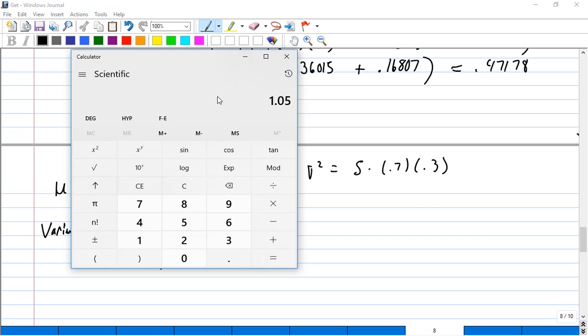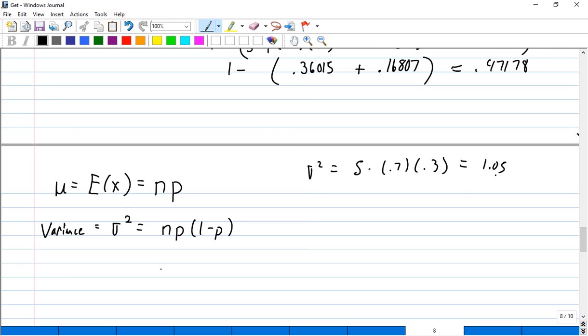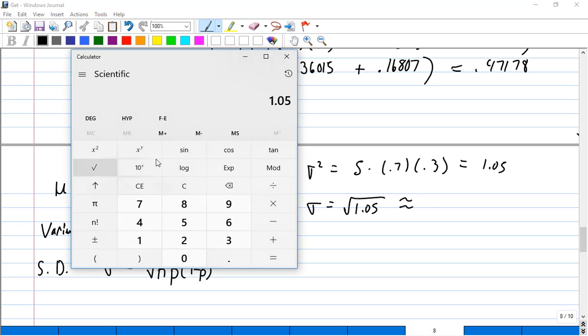Now, is it easy to remember all these formulas? No, it's not. So that's why I let you use a formula sheet. Now, how do you think you find the standard deviation? You just take the square root of that. So the standard deviation, that's just sigma, is the square root of n times p times 1 minus p. Or if I wanted to do that up here, it will be the square root of 1.05. Do that in a calculator.